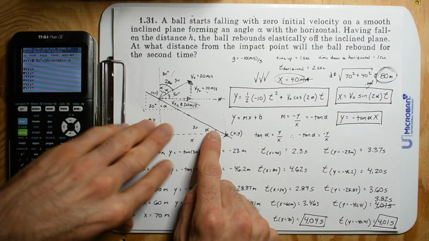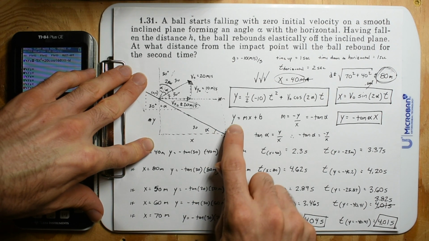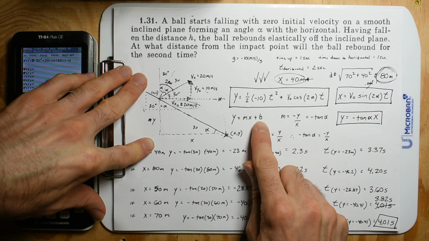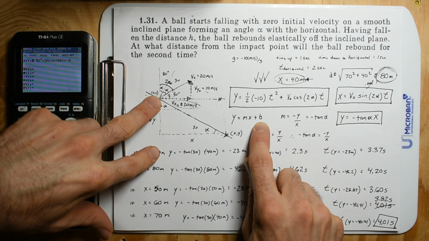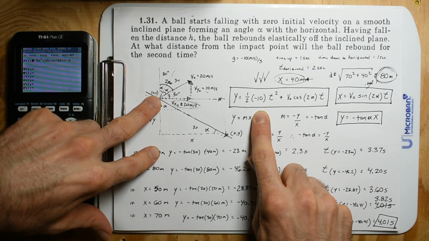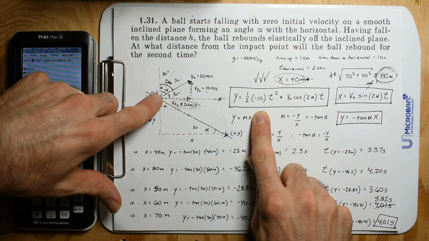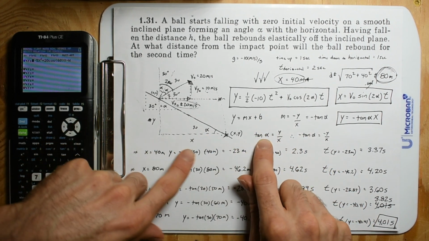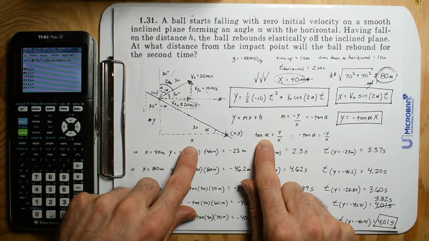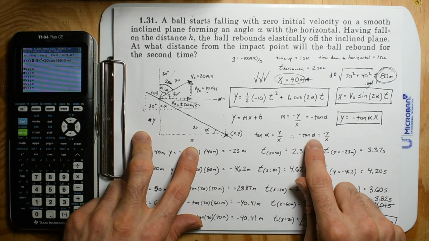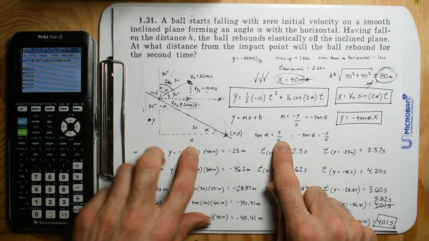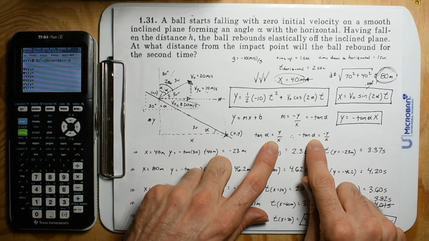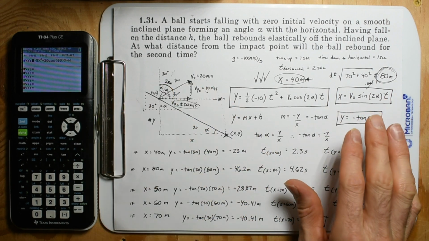So to find the equation of this, it's y is equal to mx plus b, equation of a line. It goes through the origin, so this is just y is equal to mx. What's our slope? Our slope is going to be negative y over x. And what we do know is that tangent of this angle is y divided by x. So you can just really easily see that if the slope is negative y divided by x, we have negative tangent alpha.